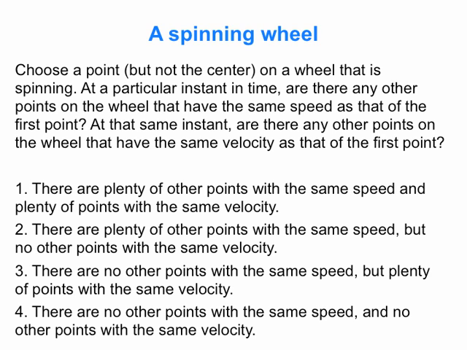Okay, so think about these four answers and choose the best one. 1, plenty of points with the same speed and plenty of points with the same velocity. 2, plenty of points with the same speed but no other points with the same velocity. 3, kind of the opposite of that, no other points with the same speed but plenty with the same velocity. 4, no other points with the same speed and no other points with the same velocity. Okay, so which answer do you like the best? Spinning disk, say, imagine a two-dimensional system like a spinning disk. Pick a point, choose any other point. Can you find a second point which has the same speed or same velocity as your first point?